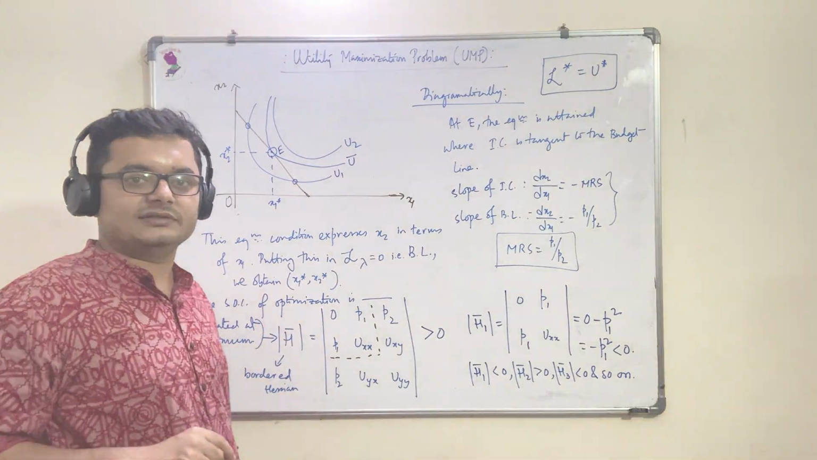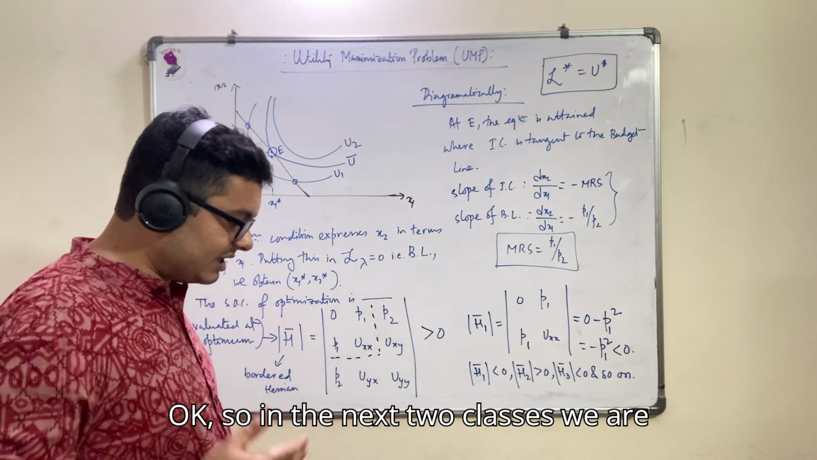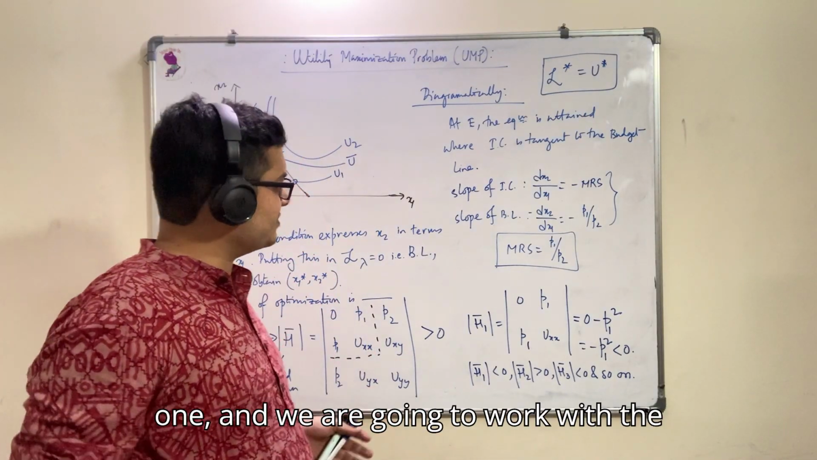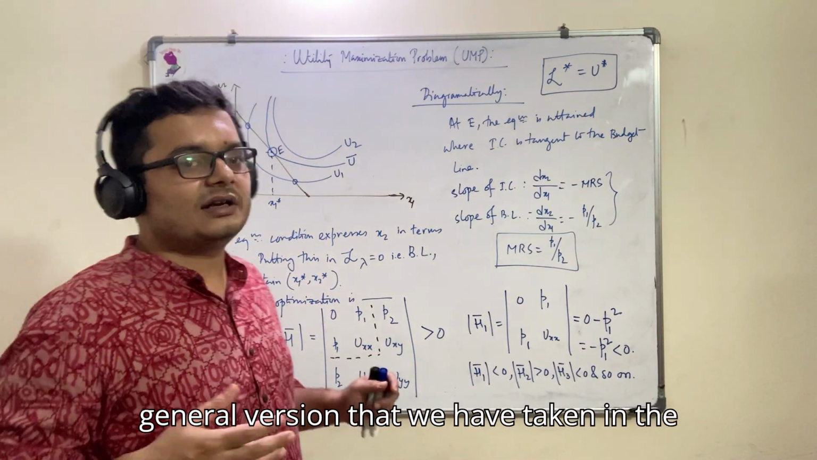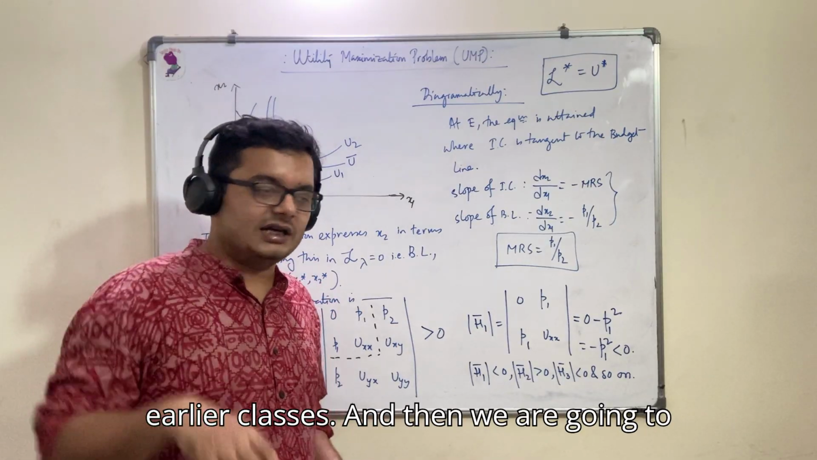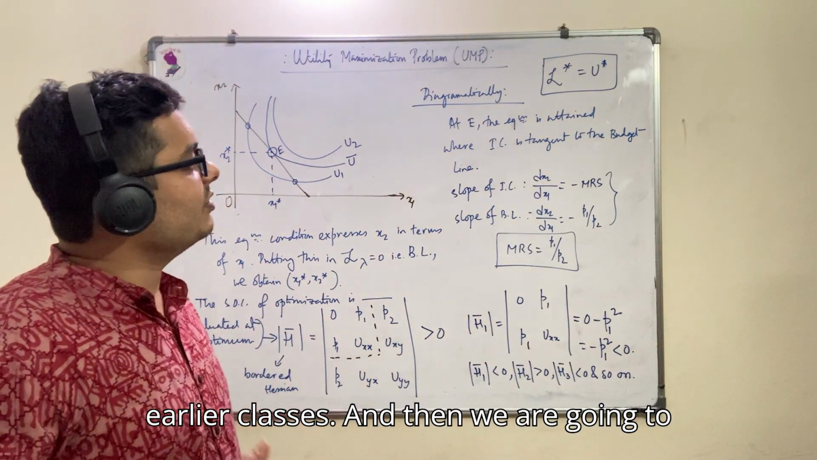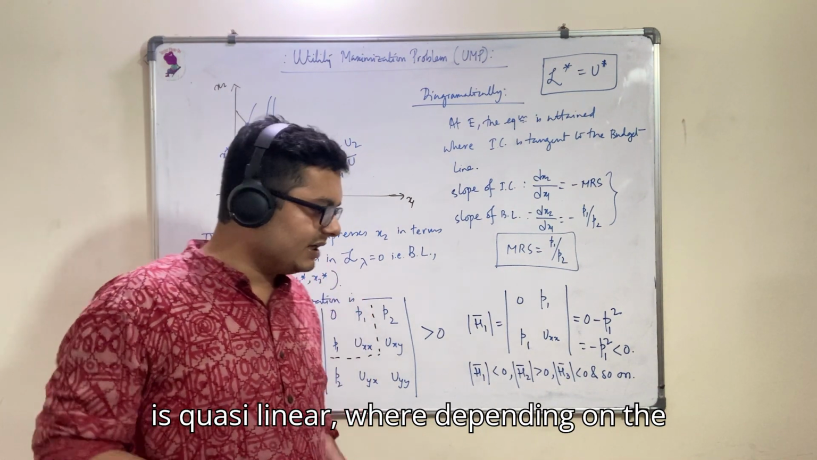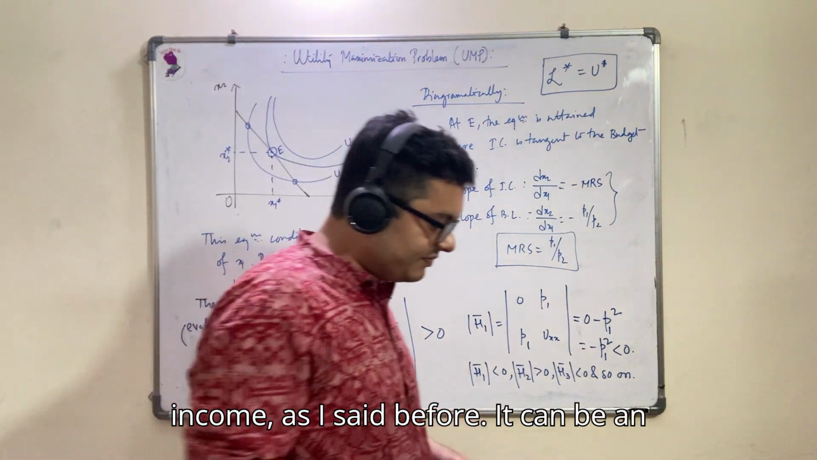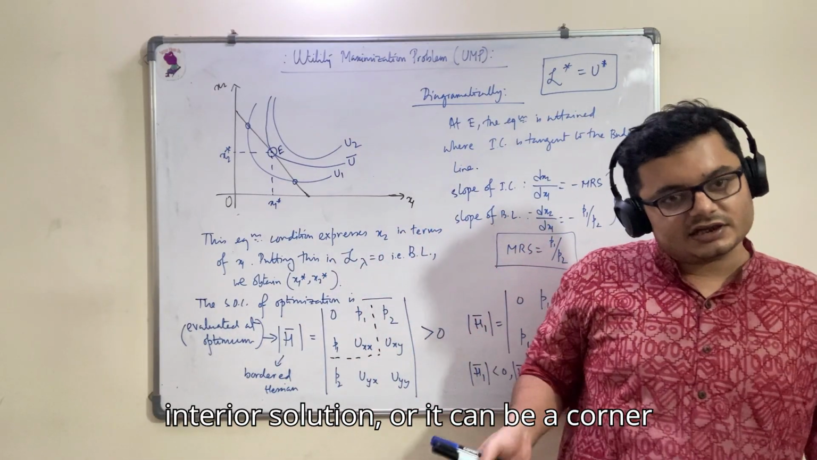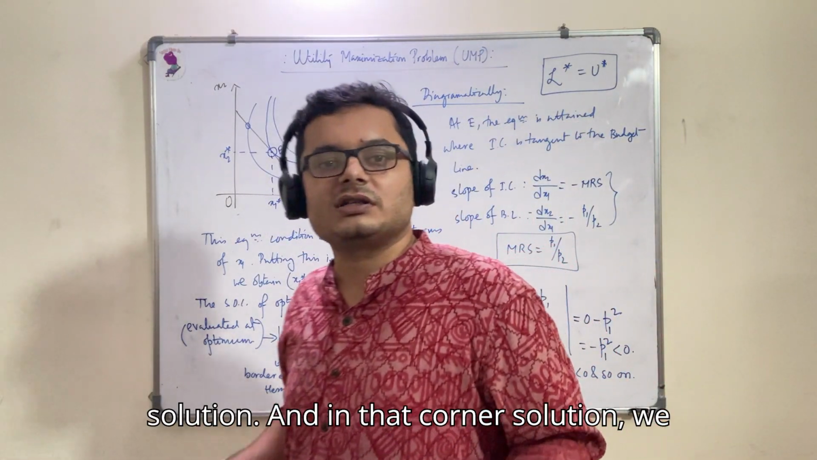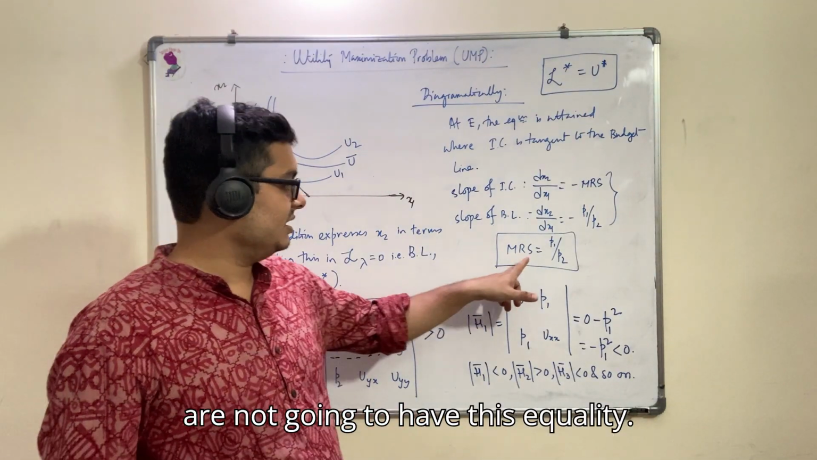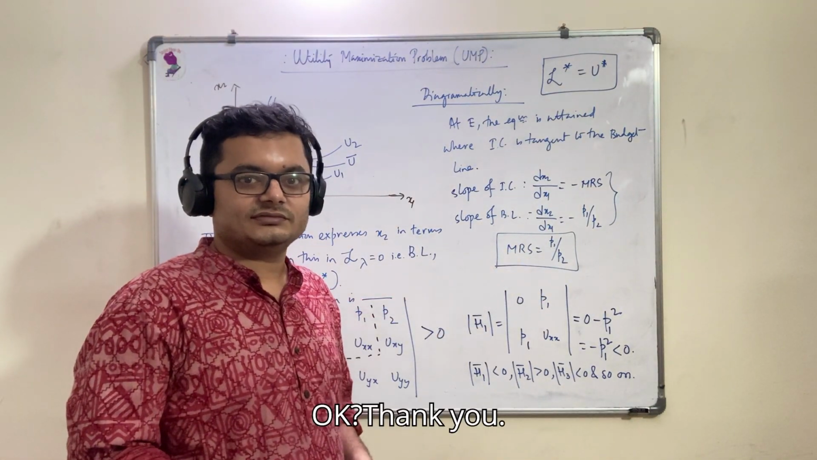of this calculation. Okay, so in the next two classes, we are going to look at specific examples. First of all, Cobb-Douglas, which is the famous one, and we are going to work with the general version that we have taken in the earlier classes. And then we are going to look at a very interesting problem, which is quasi-linear, where depending on the income, as I said before, it can be an interior solution or it can be a cornered solution. And in that cornered solution, we are not going to have this equality. Okay? Thank you.